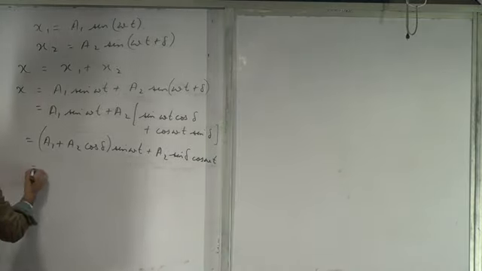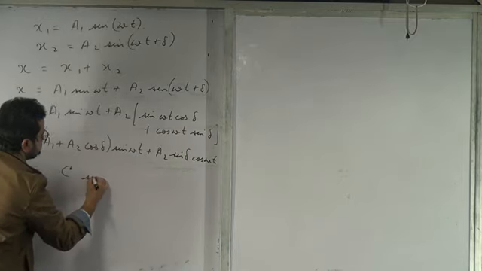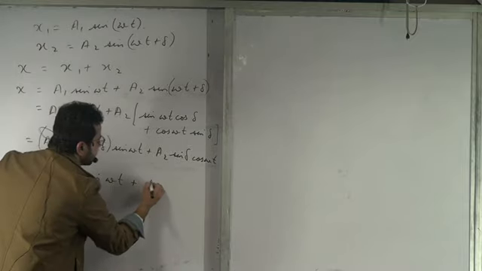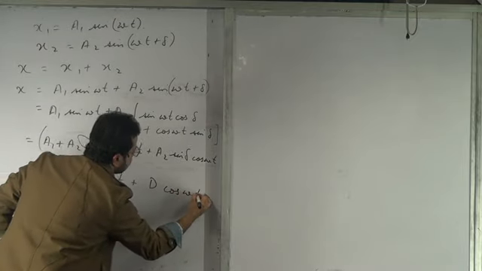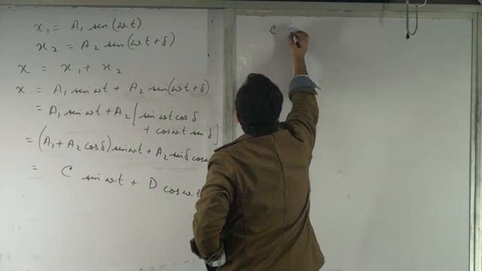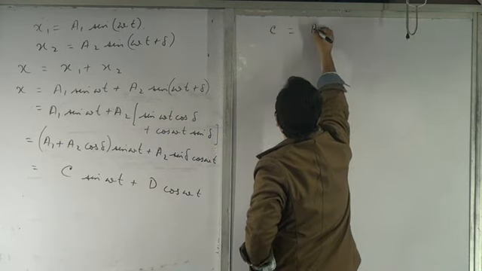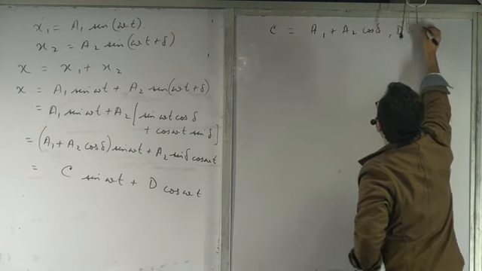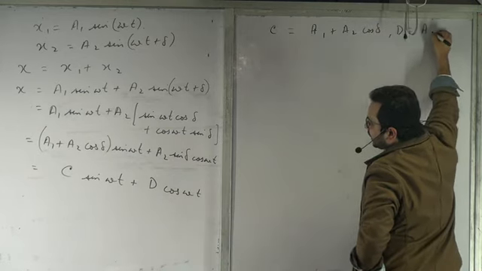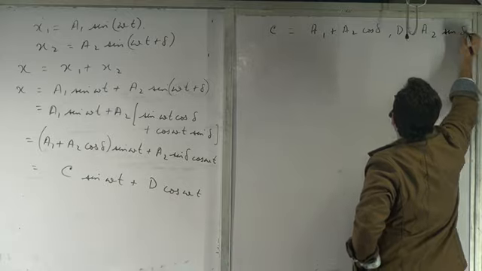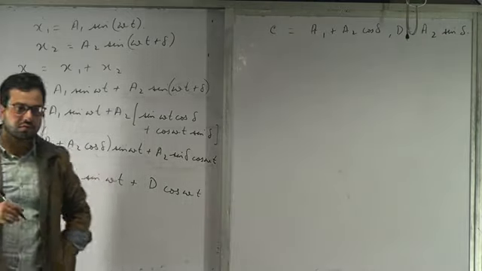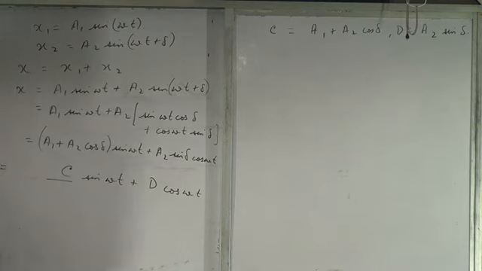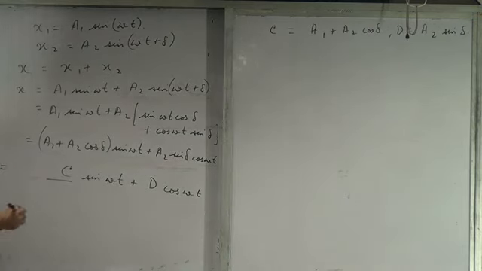So what we are going to do is replace the first constant by c, so we'll have c sine omega t, and we'll replace the second by d cos omega t. So what is the substitution? The substitution is c is equal to a1 plus a2 cos delta, and d is equal to a2 sine delta. Alright, we substitute this. Now what we're going to do is multiply and divide both these terms by the square root of c squared plus d squared.